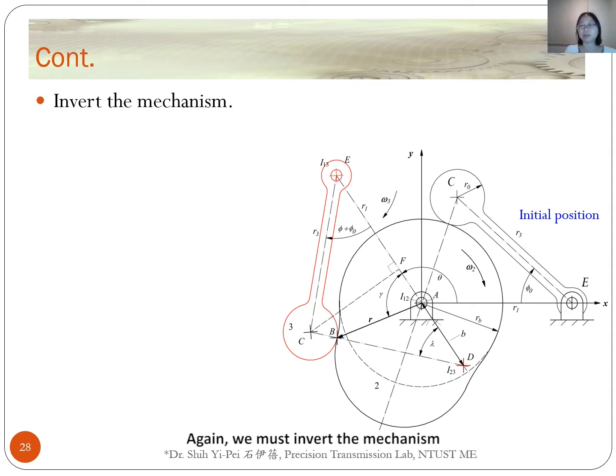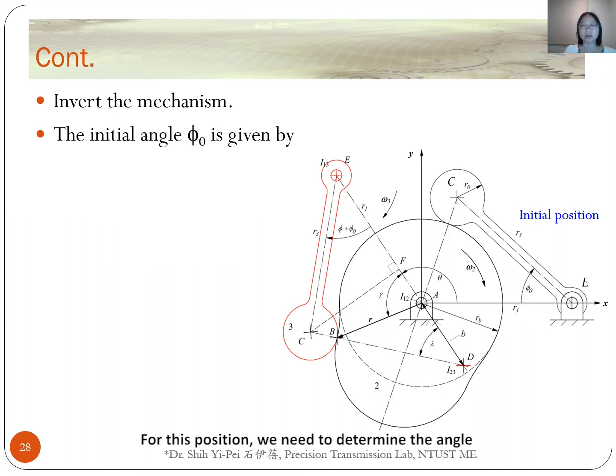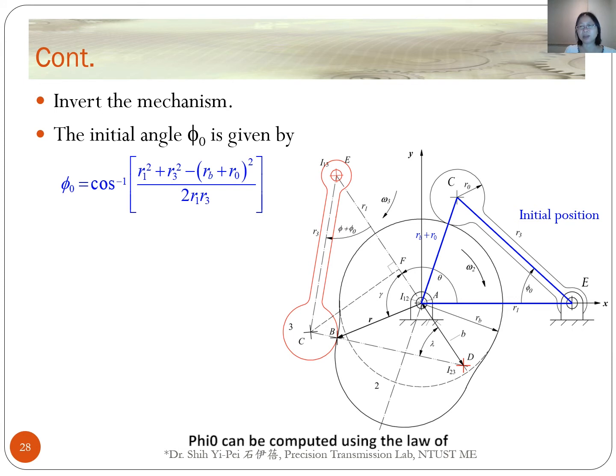Again, we must invert the mechanism so that the follower appears to rotate about the cam. In the procedure, we assume the follower begins in its lowest position, when the follower contacts the base circle of the cam in the initial position as shown in this figure. For this position, we need to determine the angle phi 0, which is the initial angle for the follower. From the triangle ACE, phi 0 can be computed using the law of cosines like this.